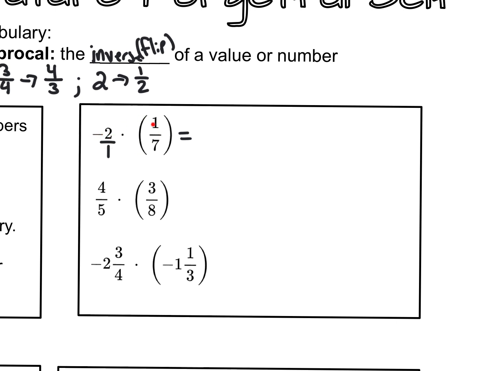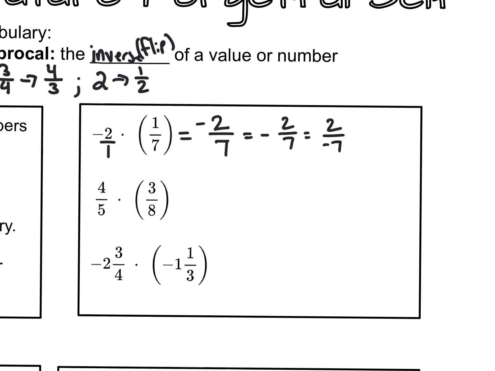So I'm just going to do 2 times 1, which is 2. And then I'm going to do 1 times 7, which is 7. And now I'm going to look. I have a negative times a positive, so my answer is going to be a negative. So my answer would be -2/7, which could also be written this way, or could look like that with the negative on the bottom. All of those are equivalent.